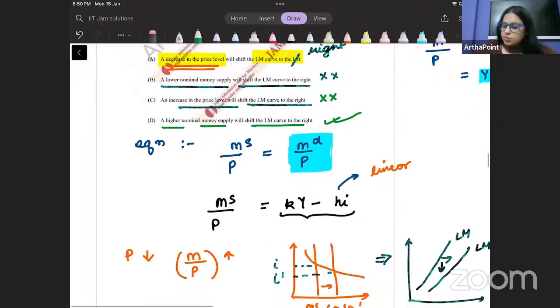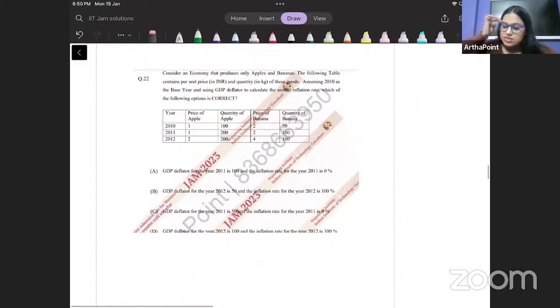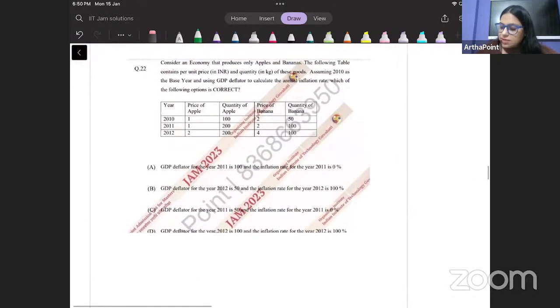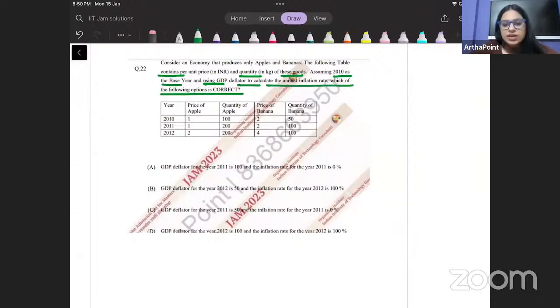Okay, let's come to the next question, beta. This says, consider an economy that produces only apples and bananas. The following table of per unit prices is given to you and the quantity is also given. Assuming 2010 as the base year and using the GDP deflator to calculate the annual inflation rate, which of the following options is correct? थोड़ा सा समझते हैं.